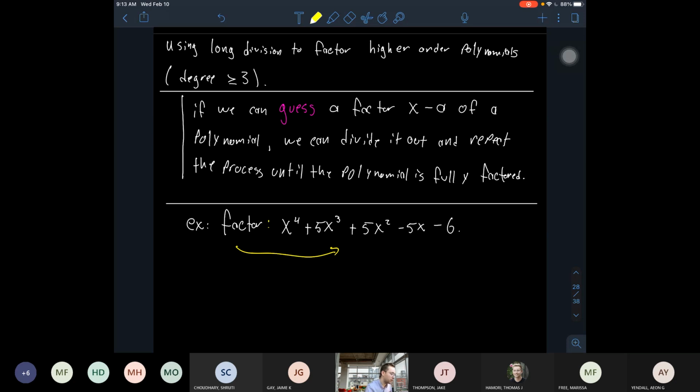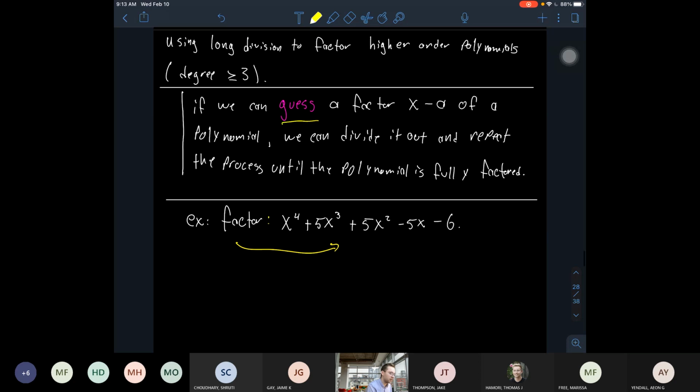And the one thing that we have to be able to do is to guess a factor x minus a of a polynomial. If we can guess a factor and we know that it's a factor, then we could write f of x as being equal to that factor x minus a times q of x, where q of x is again a polynomial, and this will have degree 1 less. And then we'll just have a cubic. And if we can guess another factor, then we could get it down to a quadratic, and then we could just apply our usual factoring scheme.